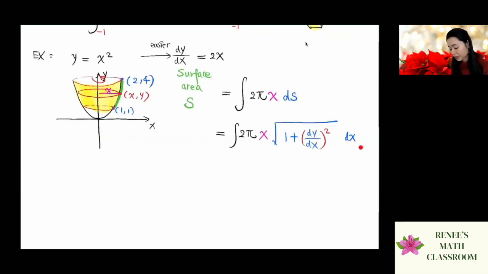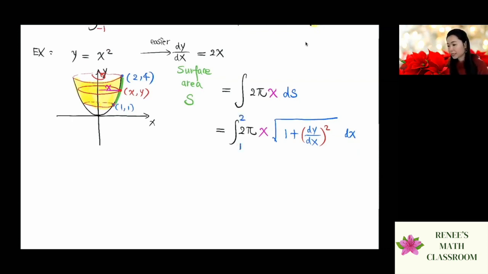So x goes from 1 to 2, so I set up the integral over here. Now this one, we can take the 2 pi in front of the integral. That's just a constant multiple.